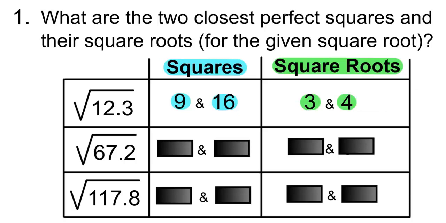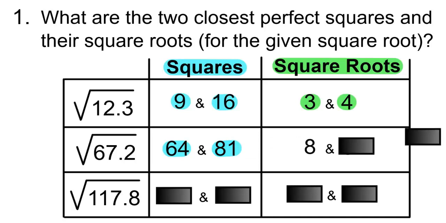The two closest perfect squares to 67.2 are 64 and 81. The square root of 64 is 8, and the square root of 81 is 9.